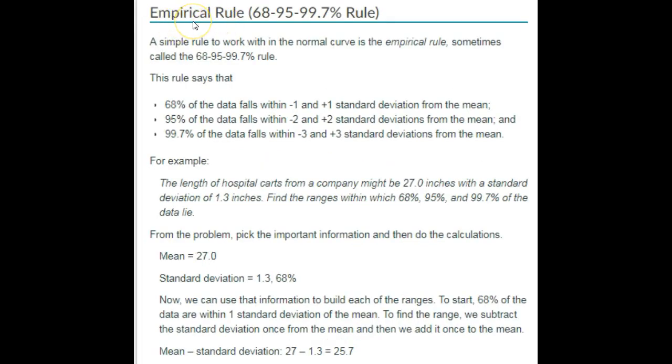The empirical rule only works with normal distributions. What it tells us is the percentage of data that falls within a certain number of standard deviations. So 68% of data falls within one standard deviation, 95% in 2, and 99.7% within 3. Let me go through an example with some numbers to make that a little clearer.